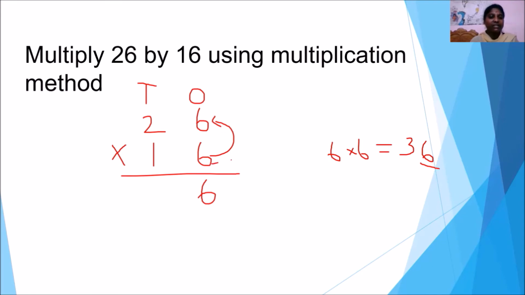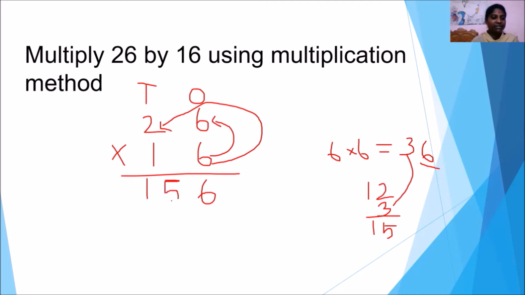Next, you have to multiply 6 with the tens place number. 6 twos are 12. You can add this 3 with the 12. We get 15. You can write 15 as it is here. Next we are going to multiply the tens digit number. Here the tens digit number is 1. Before that you have to write the 0 in the ones place.